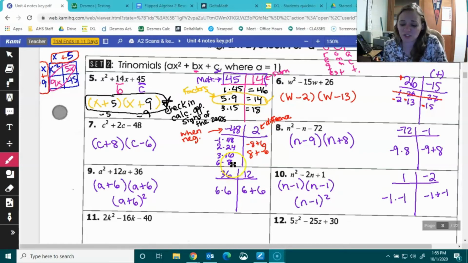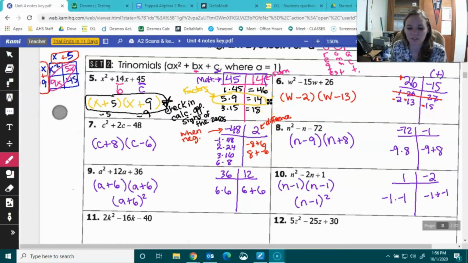The next question is, which one is negative? It could be the 6 that's negative or the 8 that's negative, and it depends on your adding. So now you try it with both. Say 8 could be negative, so do negative 8 plus 6, or 6 could be negative, so do a negative 6 plus 8. Which one is going to give me a positive 2?